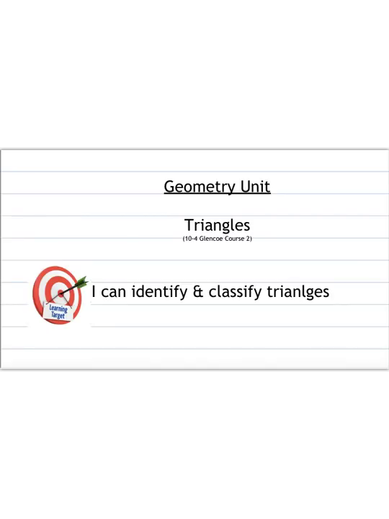Hello, 6th graders. We are in Unit 11, our geometry unit, and we are looking at 10.4 and 10.6. The first part here is 10.4, which is triangles, and our learning target that we need to write down is: I can identify and classify triangles.